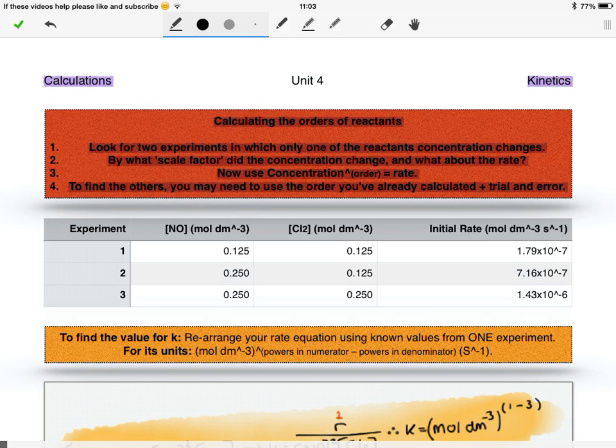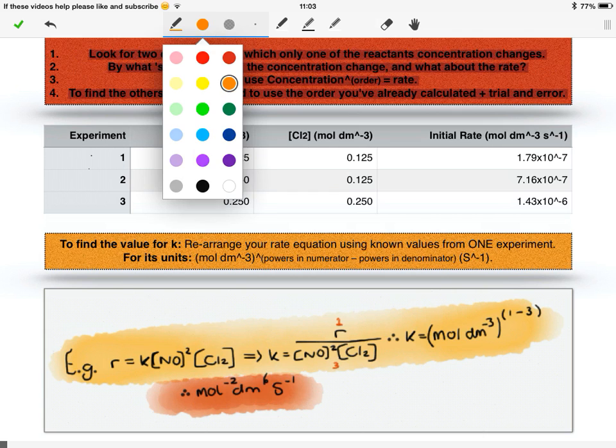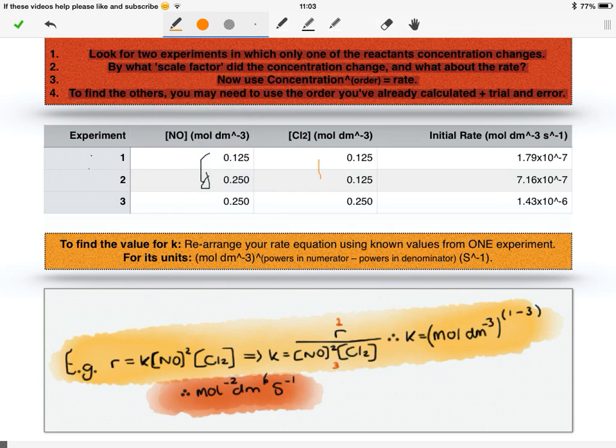So, what we first do is we look at two experiments where only one of the reactant's concentration has changed. So 1 and 2, because nitrogen monoxide has changed, whereas chlorine has stayed constant, and the rate has also changed. So then we use our calculator to figure out by what scale factors have these changed. That's part 2 on my steps.